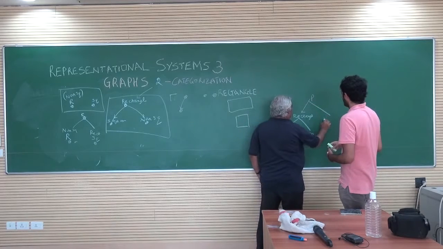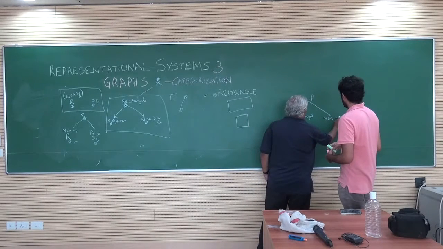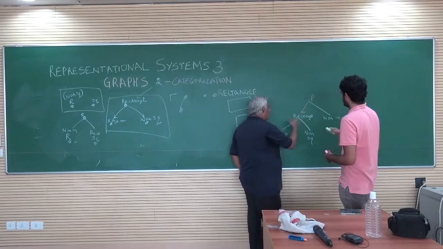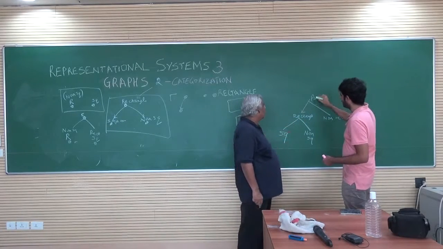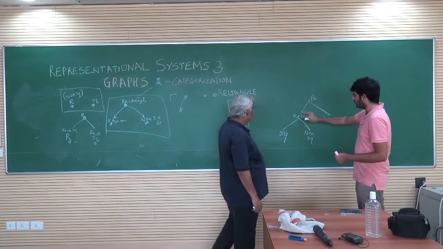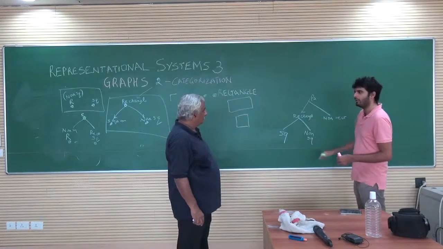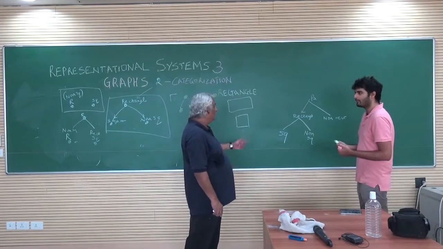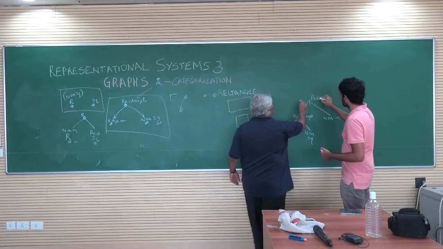You could say this is the non-rectangle parallelogram. So that means a parallelogram has this property. But so here you've chosen parallelogram rather than quadrilateral. Why? Parallelogram, because parallelogram is a quadrilateral.